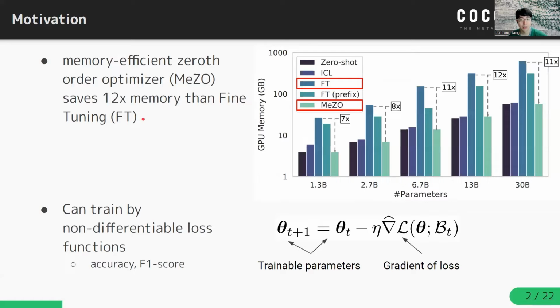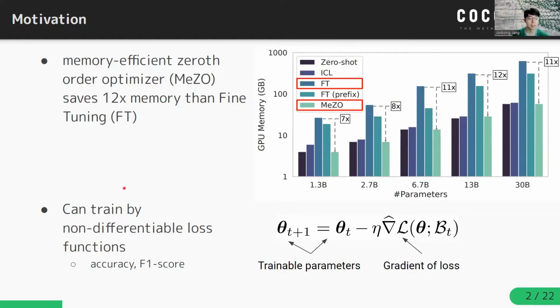The motivation for choosing this paper is that the memory-efficient zeroth-order optimizer, MeZO, saves 12 times more memory than the fine-tuning method. As shown on the right in the bar graph, at 13 billion parameters, the fine-tuning method requires 12 times more GPU memory than MeZO. And MeZO takes about the same amount of GPU memory as the zero-shot method, and similar to the in-context learning method.